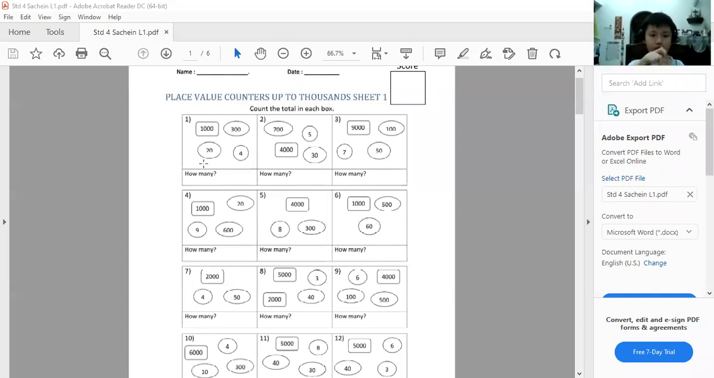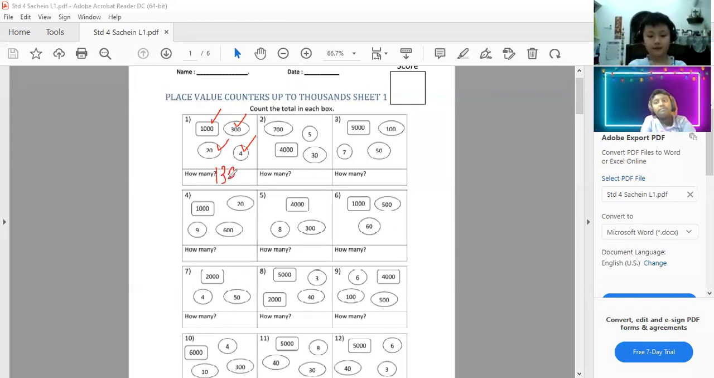Okay, lesson 1. Over here on the first page, you will see it's more like a recap of your standard 3. The questions require you to complete or write out the value of the complete number. Over here we have 1,000, 300 and 4, which means now you can write it out as digits: 1,324.